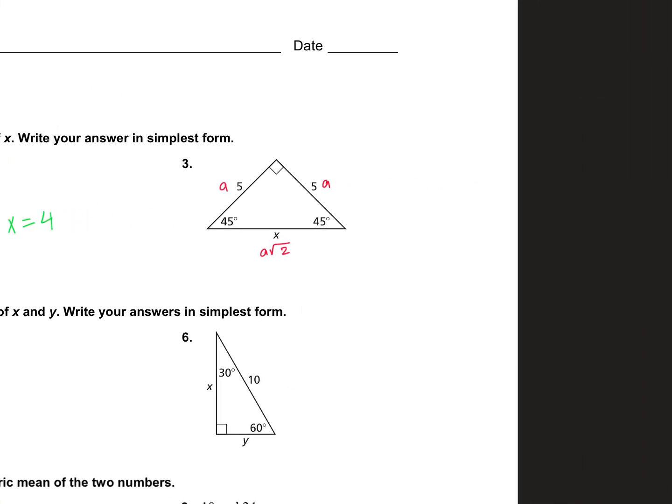I'm looking at the next one, pretty easy. If A equals 5, you're just plugging it in. X is going to equal 5 radical 2, and you're done.